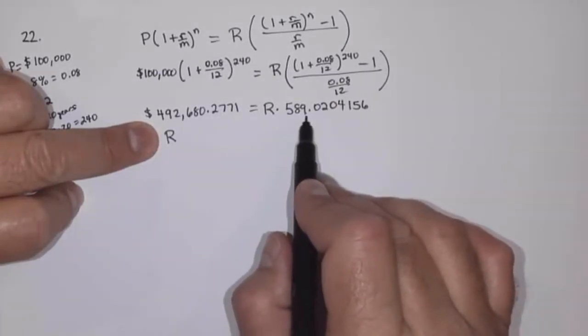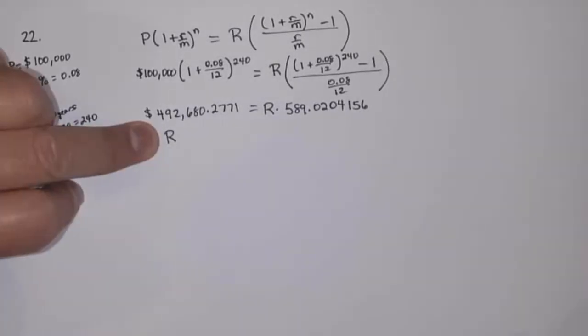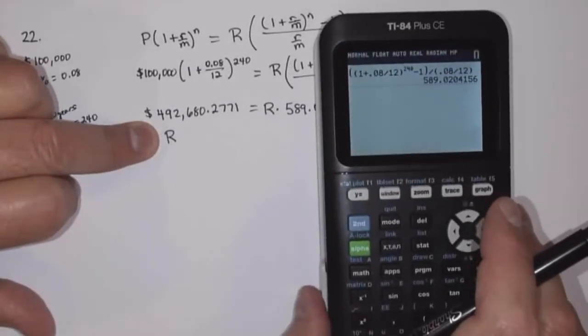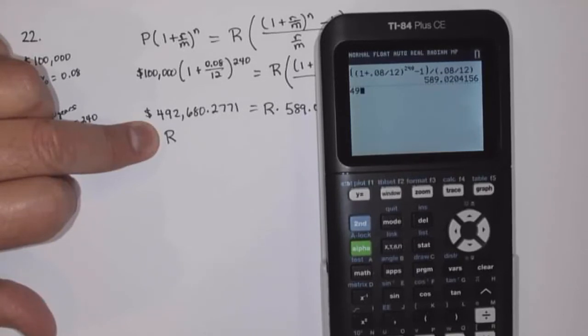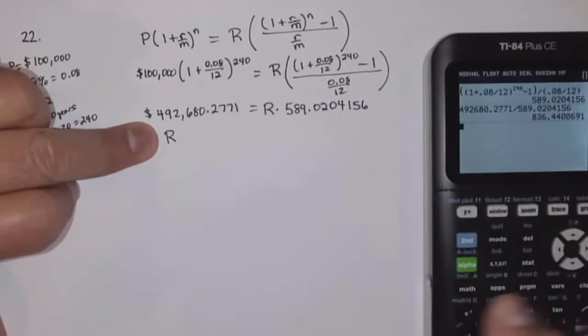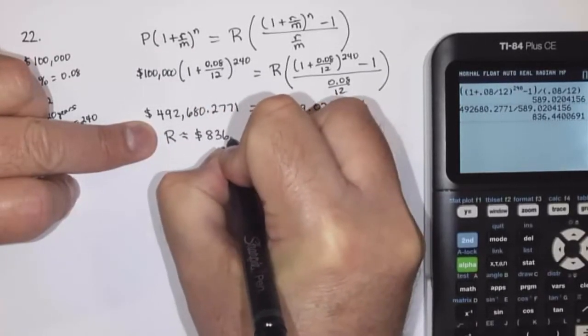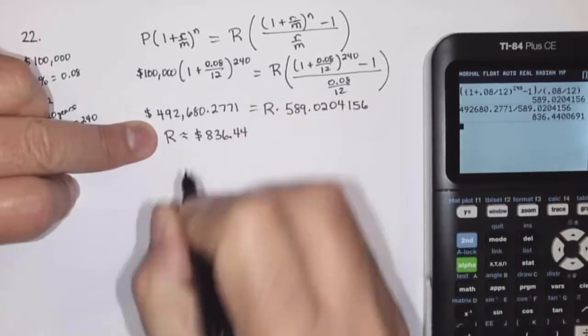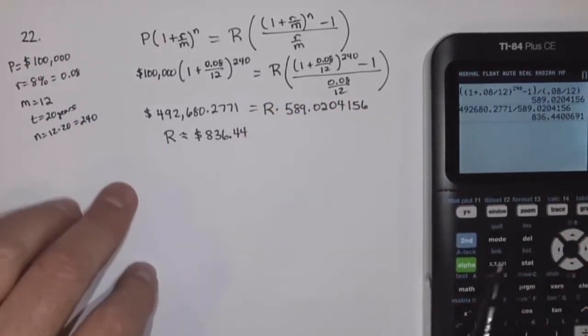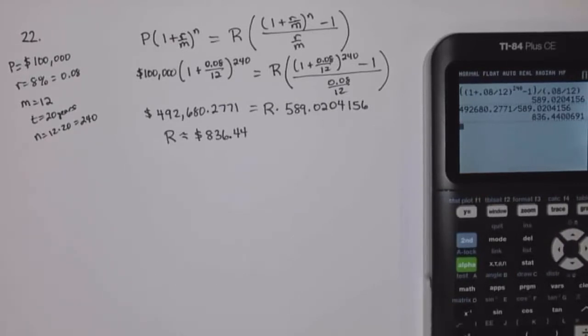492,680.2771 divided by the 589.0204156. So if I take 492,680.2771, and if I divide by 589.0204156, that is about $836.44. Again, technically we maybe should round that up, but I'm going to leave it at 44 cents.